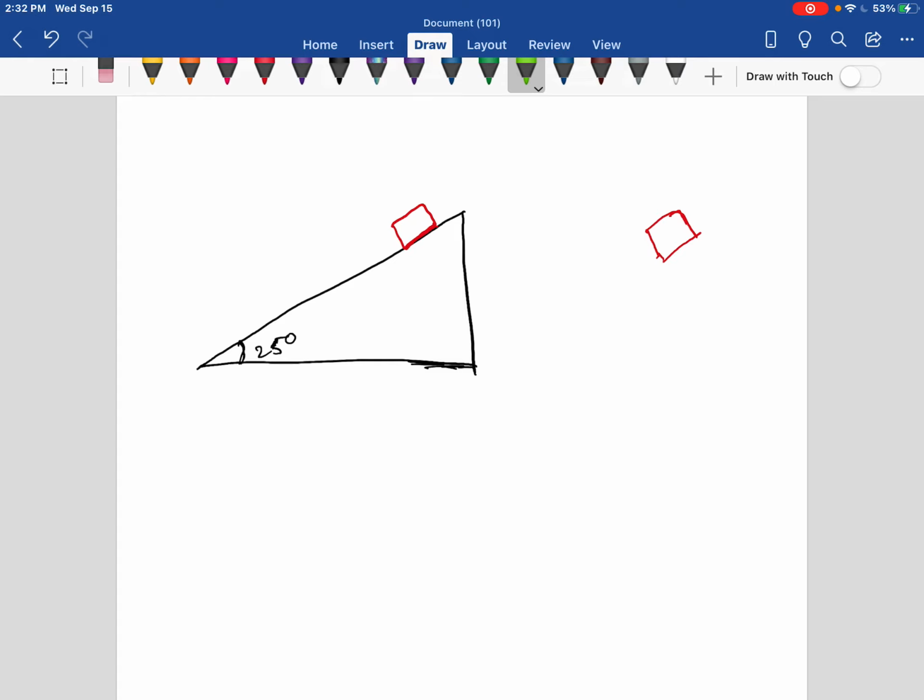Let's try to frame a question. Friction is 0. Let's just say: find the acceleration of this person. Okay, I need to give the mass, obviously.